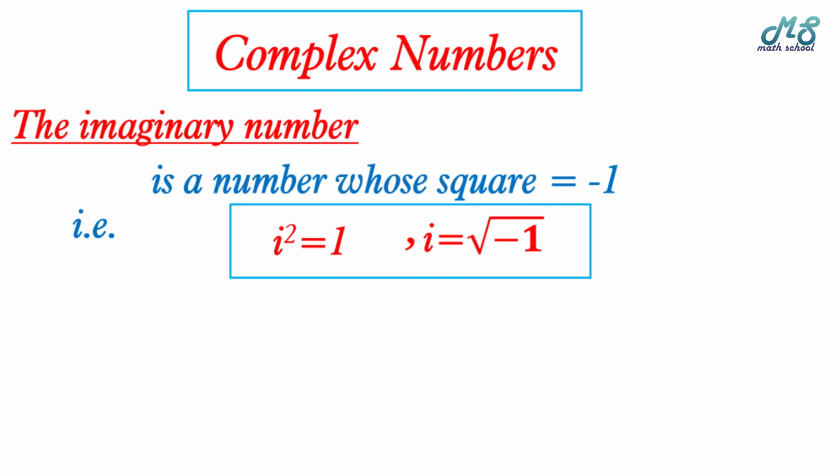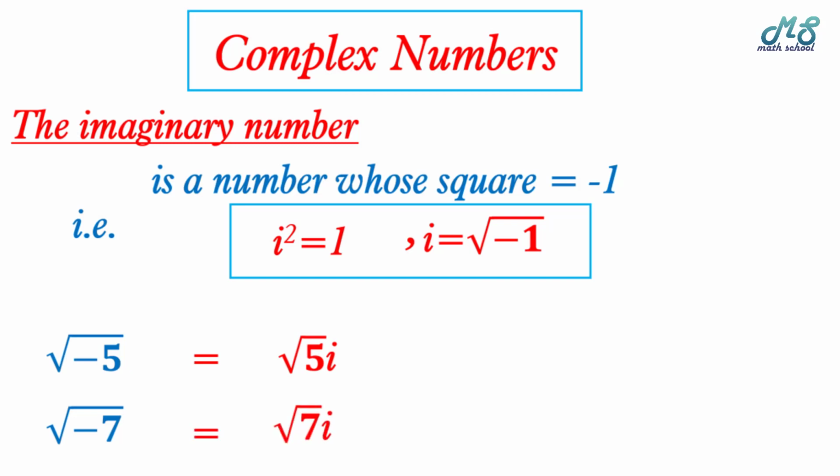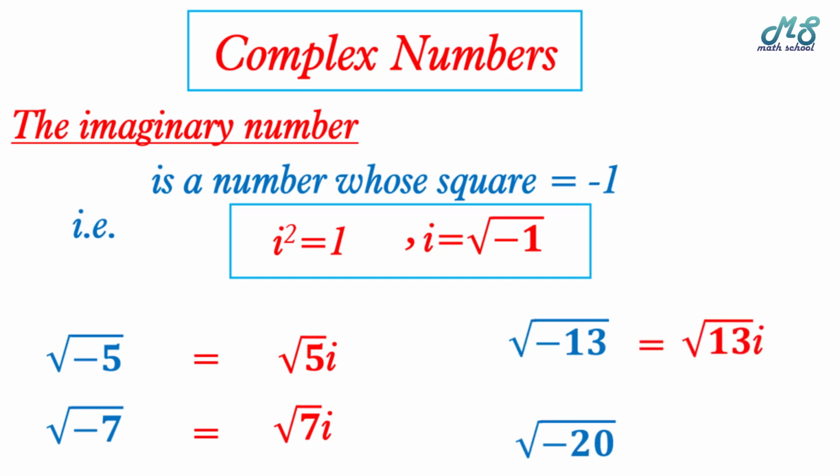For example, guys, the root of -5 we can write as root 5 i. Root of -7 we can write as root 7 i. By the same way, root -13 will be root 13 i. But root of -20, guys, we can write as root 20 times i. But root 20 we can simplify as 2 root 5. Now it will be 2 root 5 times i. It's read 2 root 5 i.